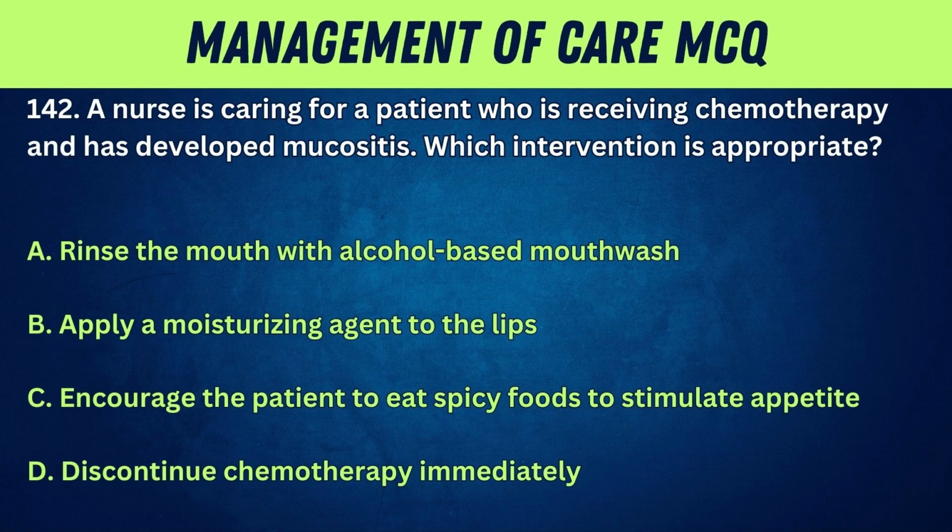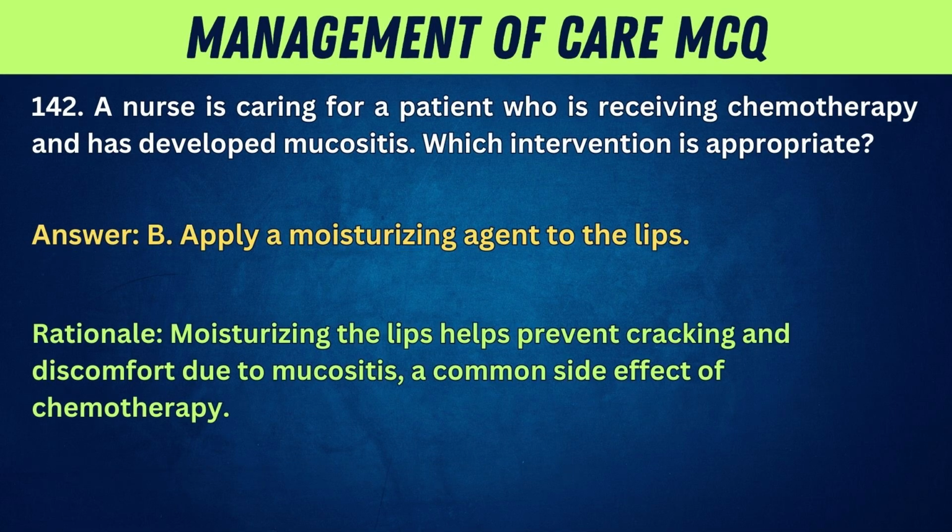142. A nurse is caring for a patient who is receiving chemotherapy and has developed mucositis. Which intervention is appropriate? A. Rinse the mouth with alcohol-based mouthwash. B. Apply a moisturizing agent to the lips. C. Encourage the patient to eat spicy foods to stimulate appetite. D. Discontinue chemotherapy immediately. Answer: B. Apply a moisturizing agent to the lips. Rationale: moisturizing the lips helps prevent cracking and discomfort due to mucositis, a common side effect of chemotherapy.